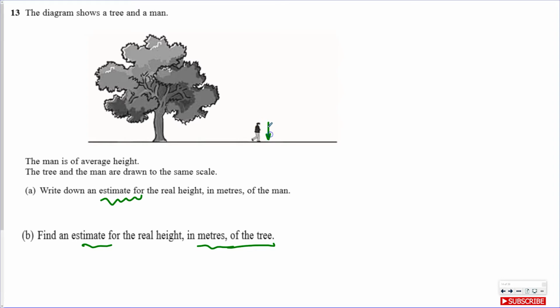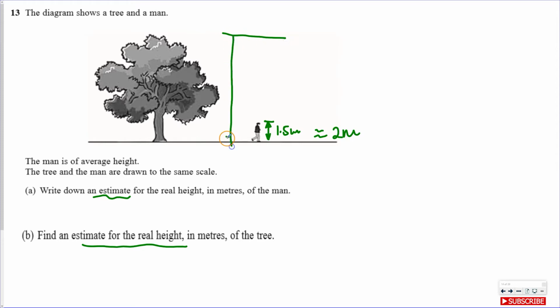So you need to find the height of this man. If you measure it, you will see it's about 1.5 meters. And because we're estimating, we're going to say this man is 2 meters. Right, and now for B, we're asked to estimate the real height of this tree. So that's all the way from there and all the way down.